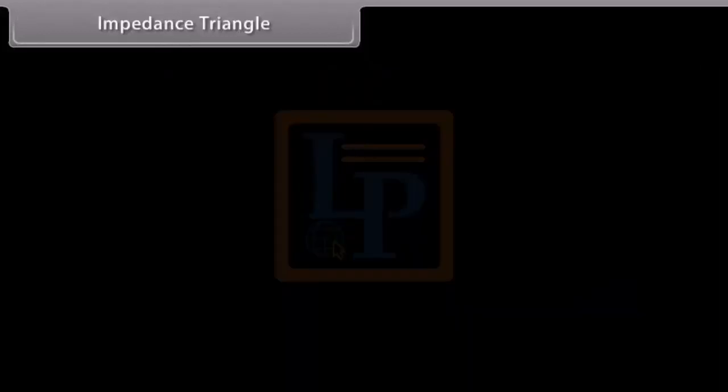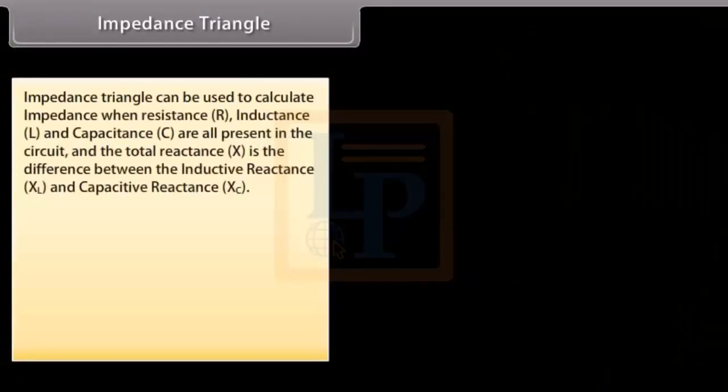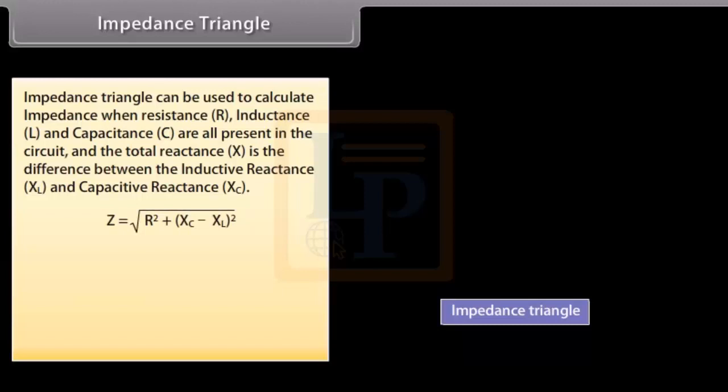Impedance triangle. The impedance triangle can be used to calculate impedance when resistance, inductance and capacitance all are present in the circuit, and the total reactance is the difference between the inductive reactance and capacitive reactance. Z is equal to under root of R square plus (XC minus XL) square.